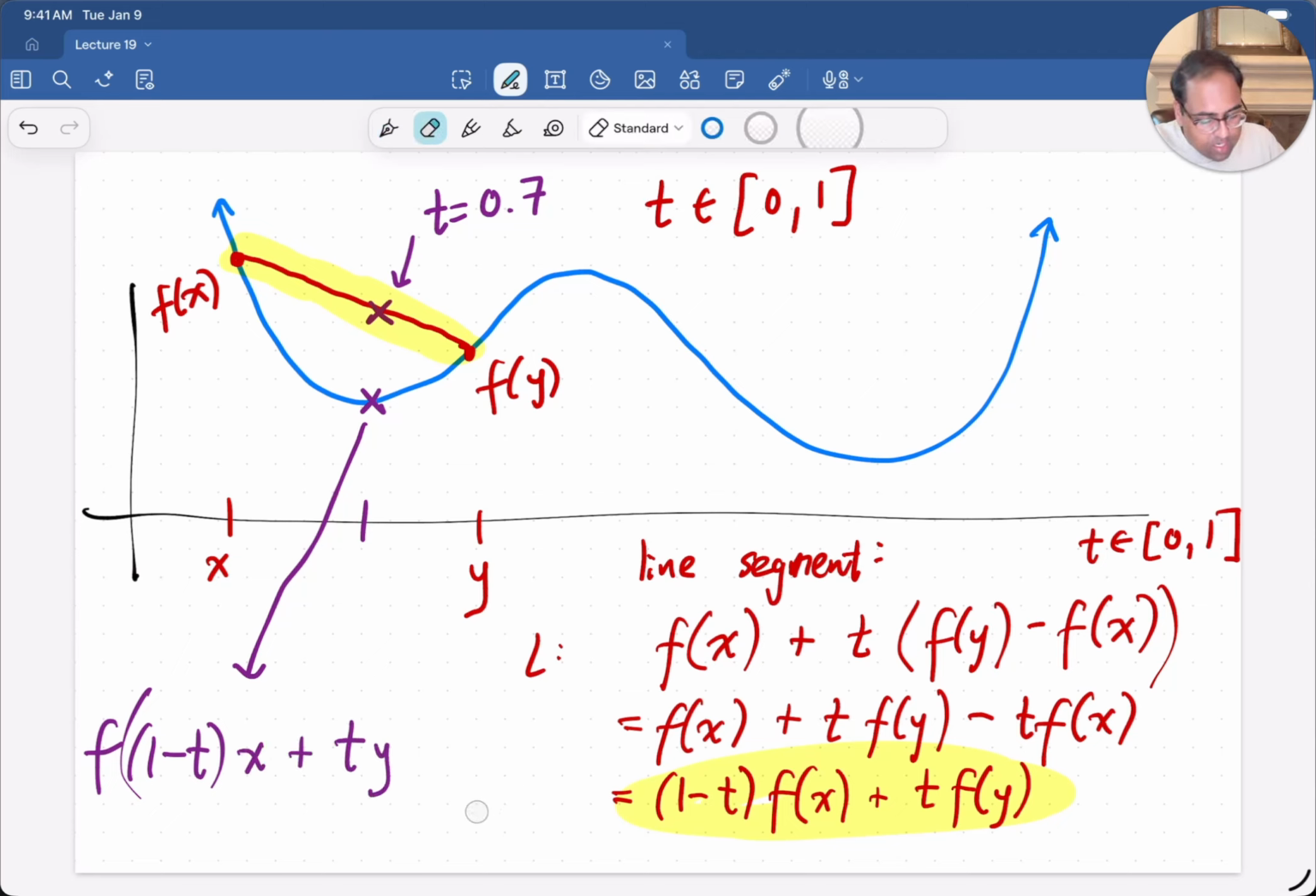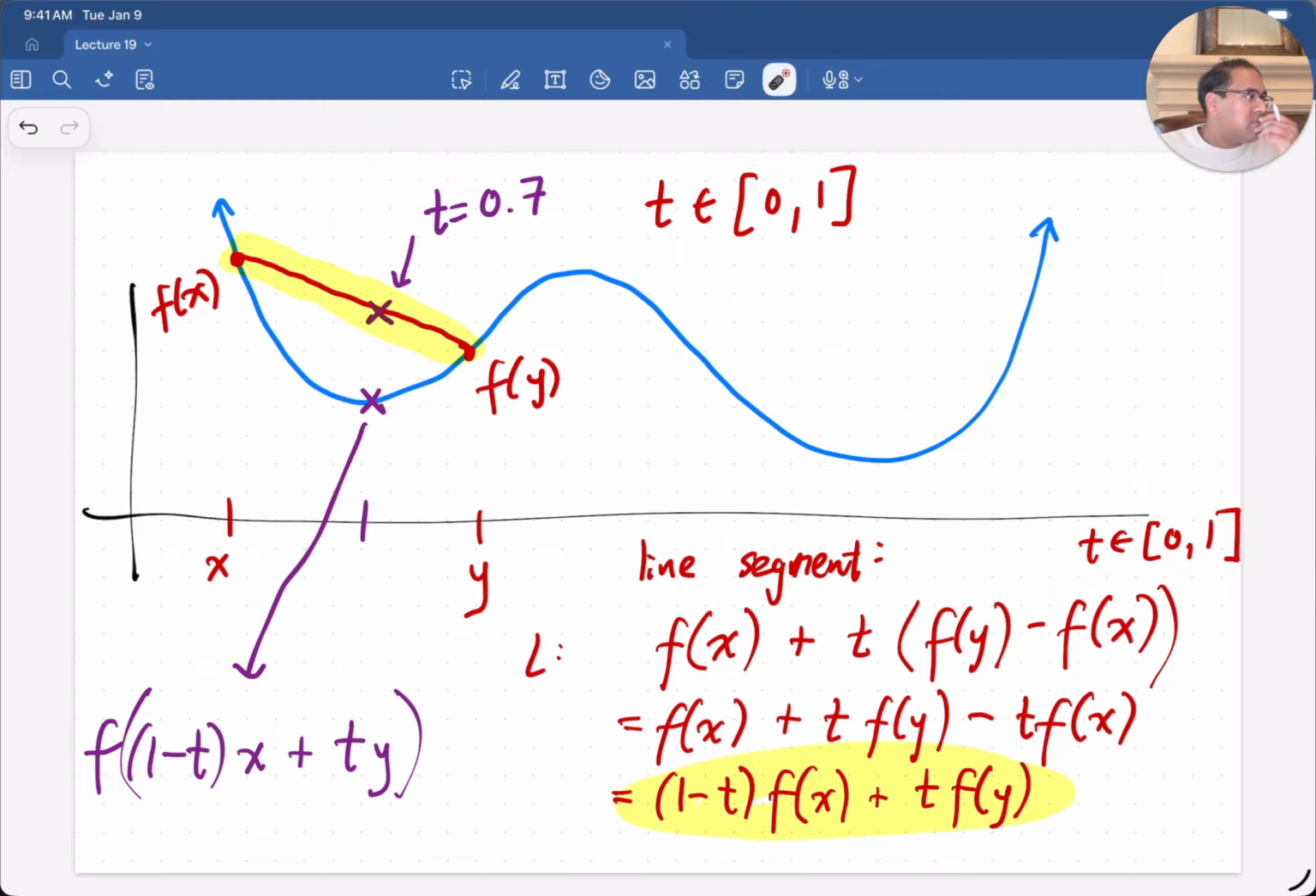Now is a good opportunity for you to pause the video and think about why the output of the function at this point that I'm circling is f of (1 minus t) times x plus t times y. Why does that make sense? Now's a good time to pause the video and think about it. But once you've thought about it, I can try and make it a little more clear.